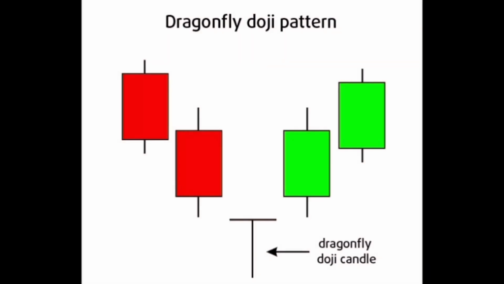Next, we have the Dragonfly Doji pattern. As you can see, it happens exactly like the hammer, but it is weaker in terms of giving us a signal, but it works. It happens on a support zone and makes the price bounce off from there. So these are the signals that we can look for.